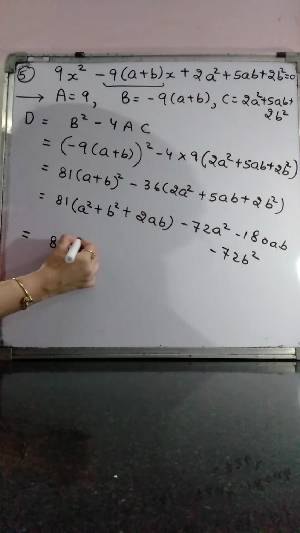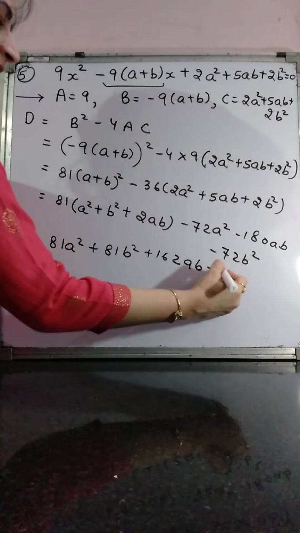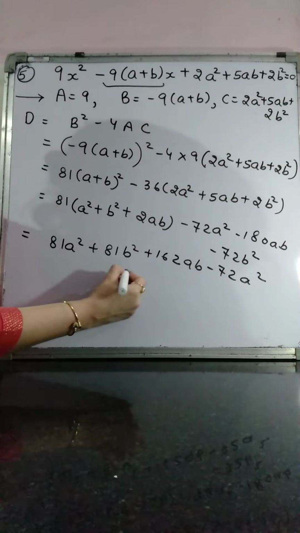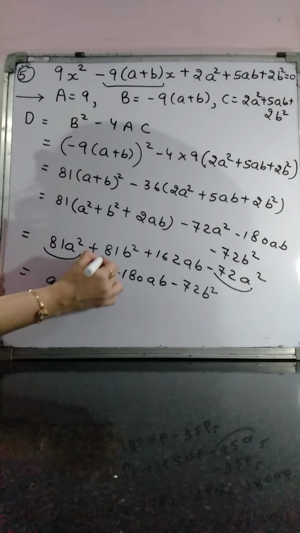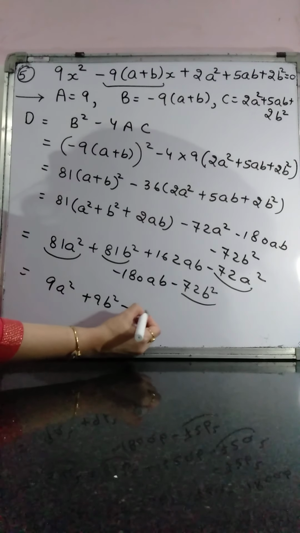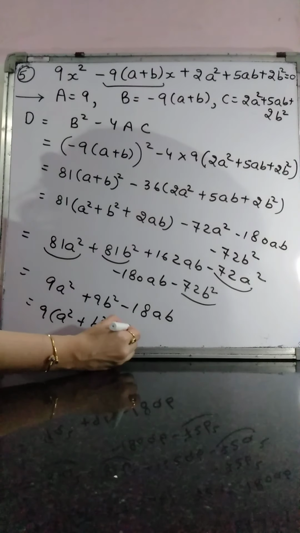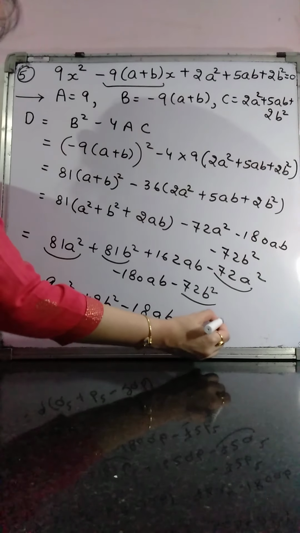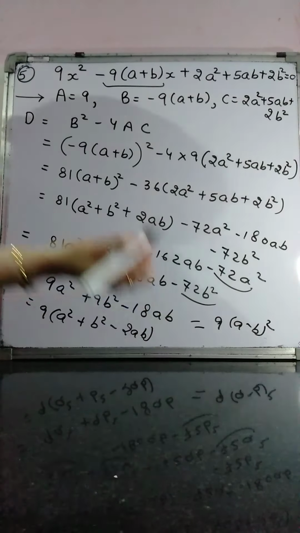81 a square plus 81 b square plus 162 ab minus 72 a square minus 180 ab minus 72 b square. 81 a square minus 72 a square, 9 a square, 9 b square, minus 18 ab. Take 9 common, a square plus b square minus twice of ab. So the value of D is a minus b whole square. So if it is plus, the answer is going to come a minus b whole square.